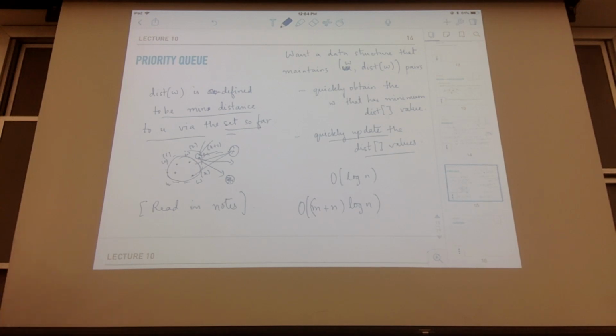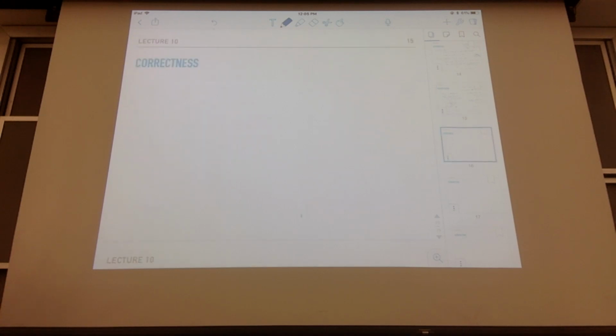And the other thing which I should mention is that people have improved this to m plus n log n. But I don't think we know how to do just m plus n. Okay, so this is one of the open problems. Okay, alright. So this is the algorithm.